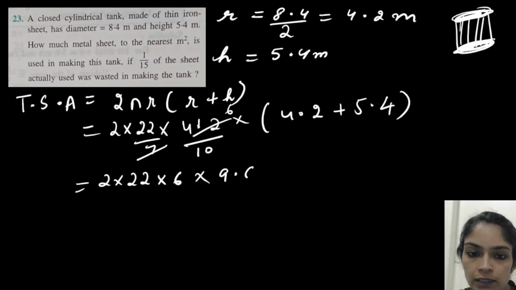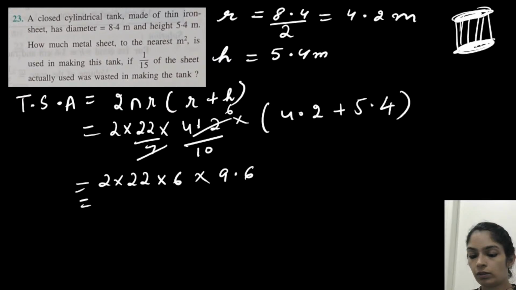9.6. You just multiply all these. Multiply all these and tell me what we will get. 9.6. Okay. I got it. Multiply all this.